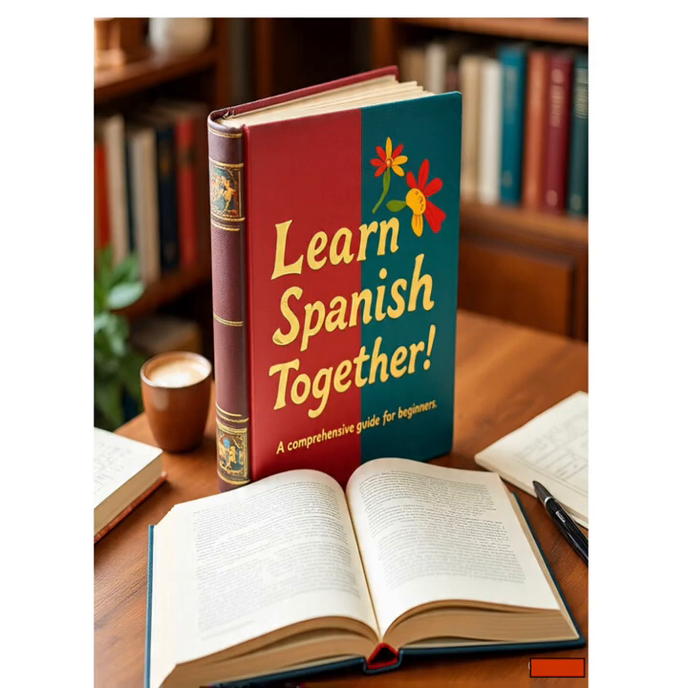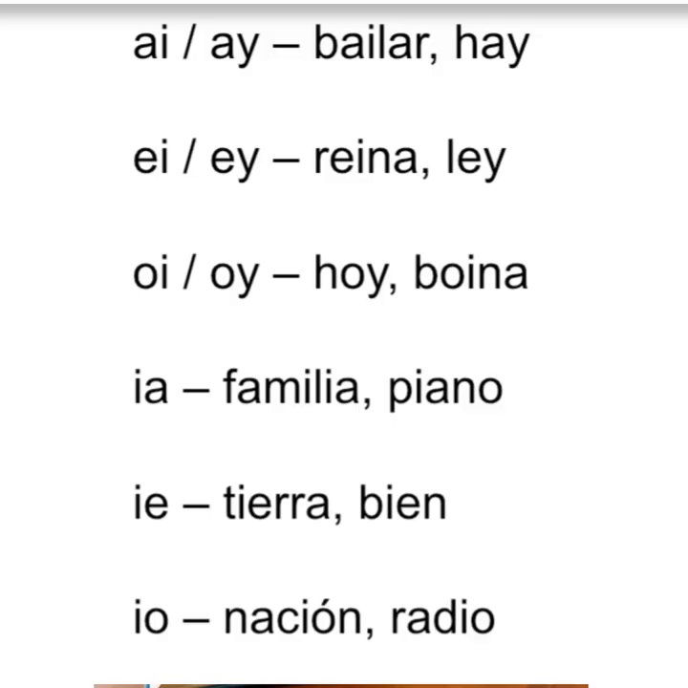Let's look at some common Spanish diphthongs. AI and AY as in bailar and hay. EI and EY as in reina or ley. OI, OY as in hoy, boina. IA as in familia, piano. IE as in tierra, bien. IO as in nación, radio.